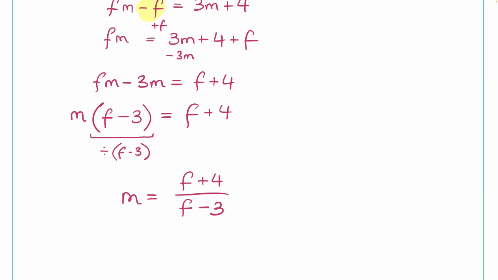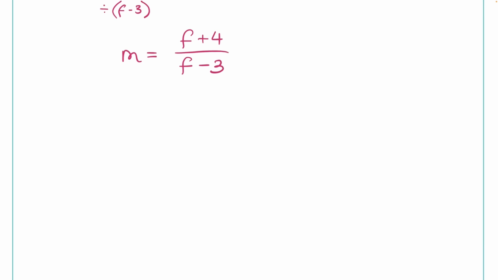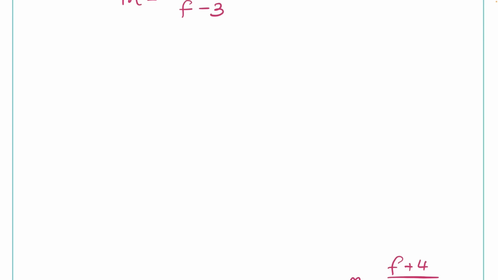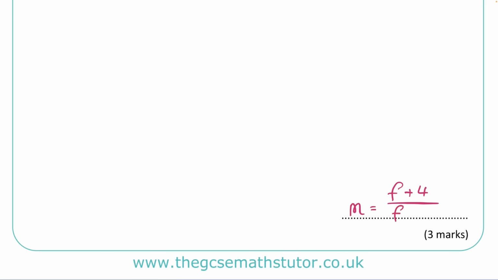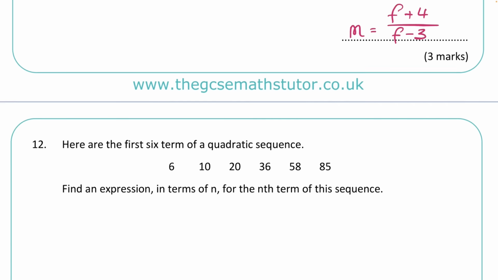Now there are different ways, of course. You could have moved the m's to the right hand side. The formula will look very similar, but you'll have some different symbols involved. So just bear that in mind, but this can be done one of two ways, and we're going to write that on the final line there. So m equals f plus 4 over, and it was f minus 3. And there we go, f plus 4 over f minus 3. But again, remembering there are two answers that you can give there, both are fine.